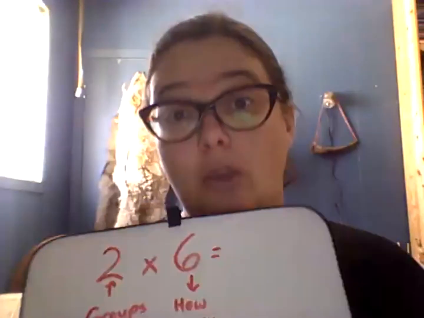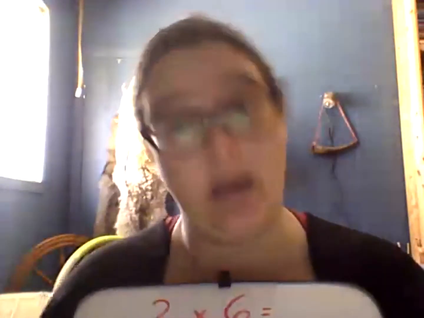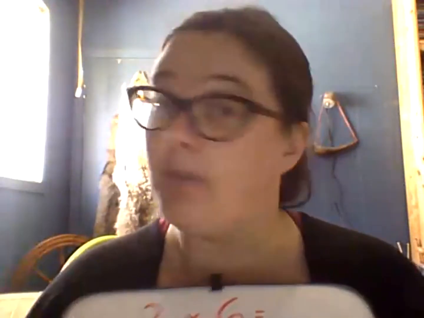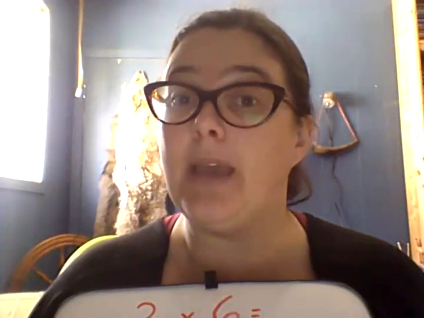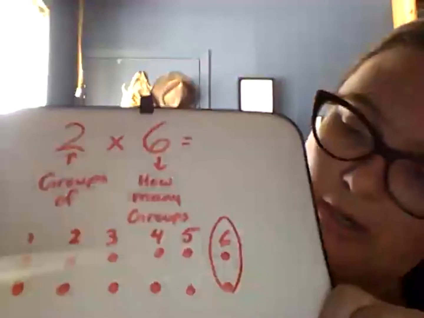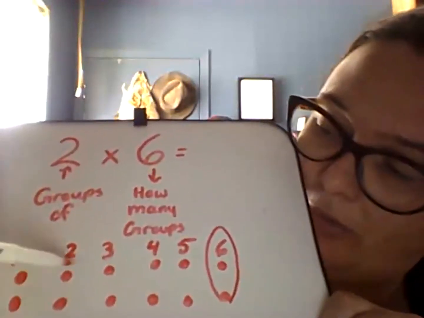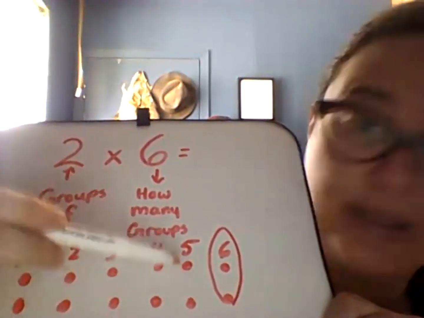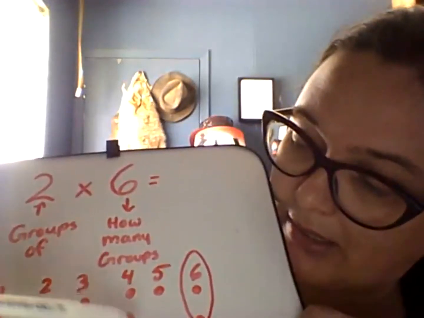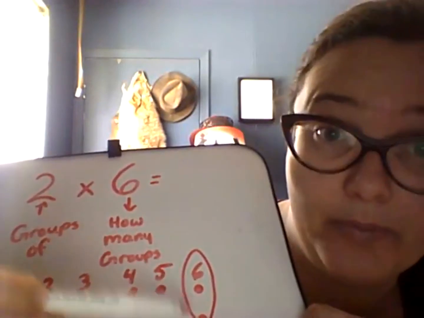From there, we can start to count up, and we can just count up how many are in each group. You can skip count by twos, or you can count individually. So we could count individually. We could start 1, 2, 3, 4, 5, 6, 7, 8, 9, 10, 11, 12, or we could skip count 2, 4, 6, 8, 10, 12. To get our answer, which is 2 times 6 equals 12.